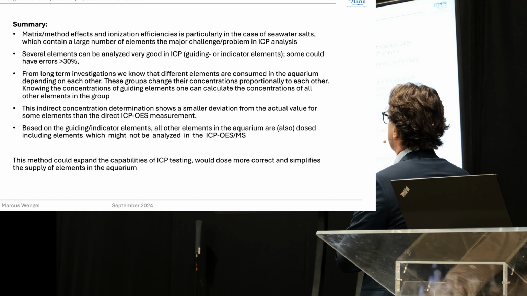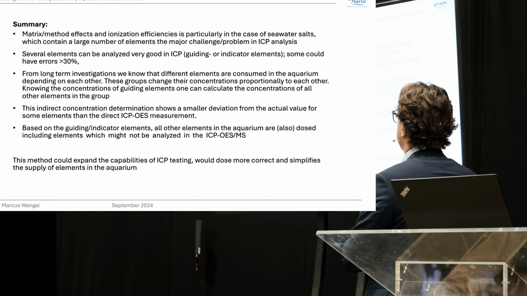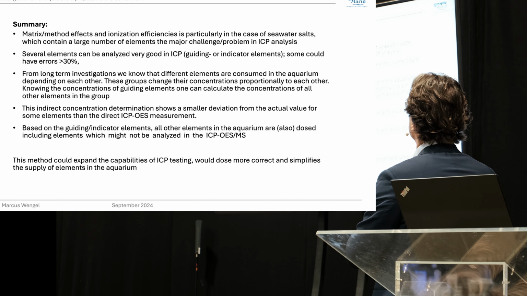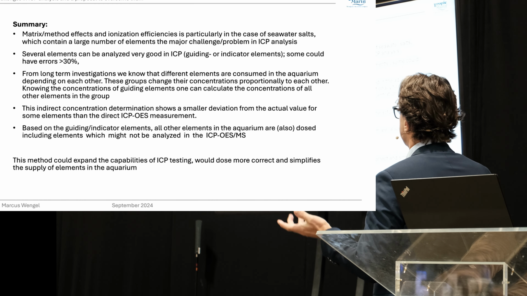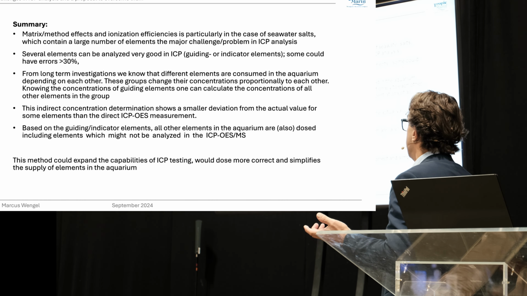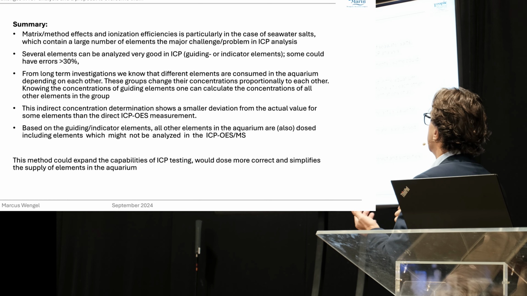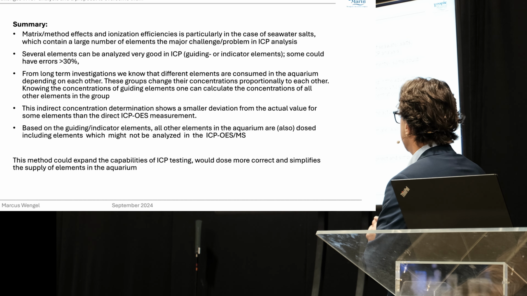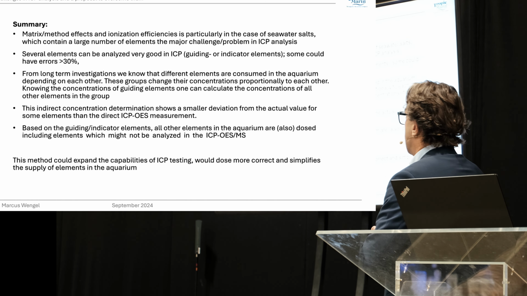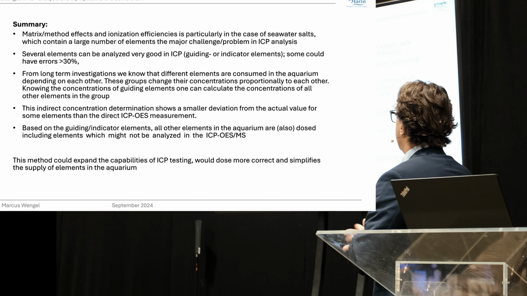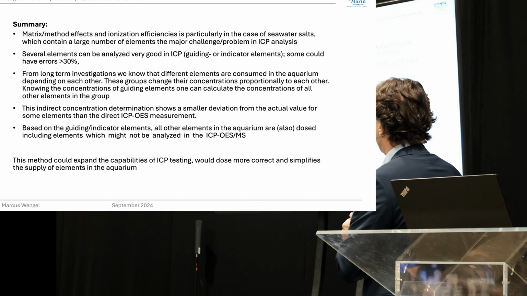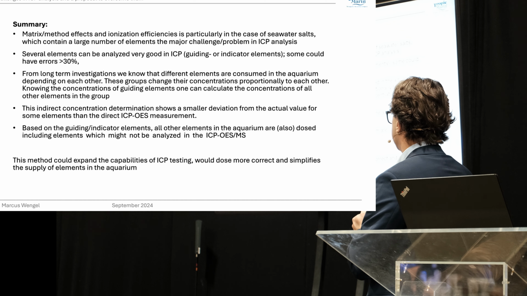So at the end, to summarize this: matrix or method effects and ionization effects are particularly the case in seawater salts, which contain a large number of elements. The more elements you have in your salt, the more challenging it is to get correct ICP values. Several elements can be analyzed very well in ICP. We call them guiding or indicator elements. Some could have errors higher than 30%. You can even have wrong values of up to 100% maybe.